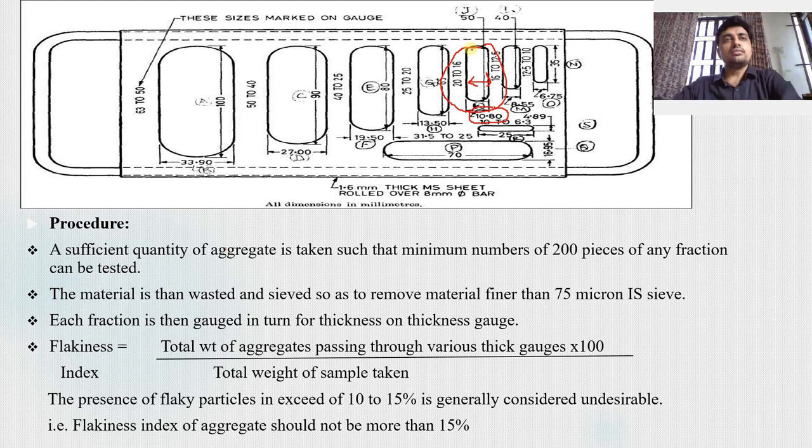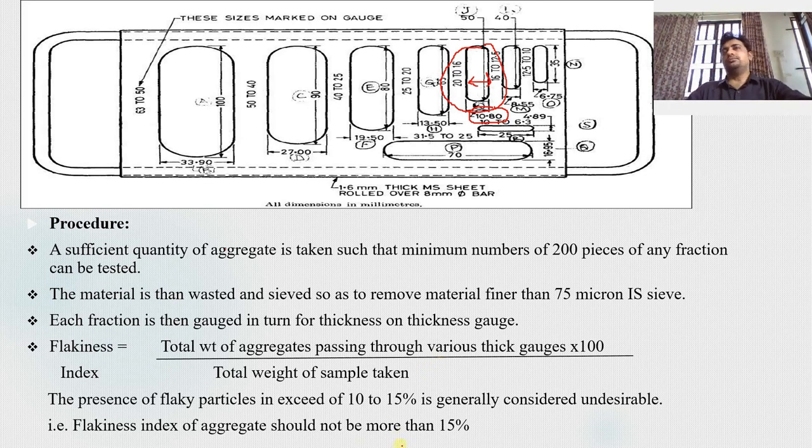There may be small aggregates like finer material, less than 75 microns, which is very small in size, that may be wasted in this procedure, and each fraction is then gauged in turn for thickness using the thickness gauge of the aggregate.